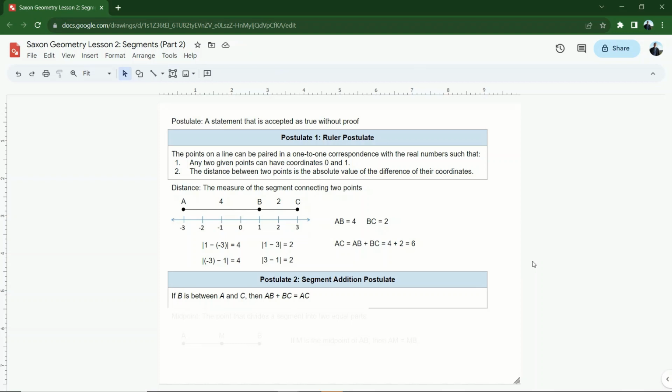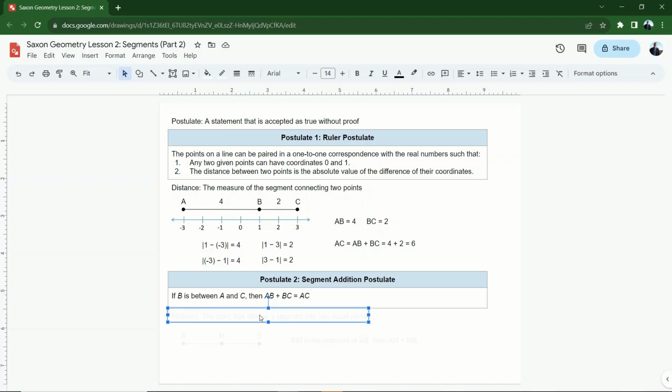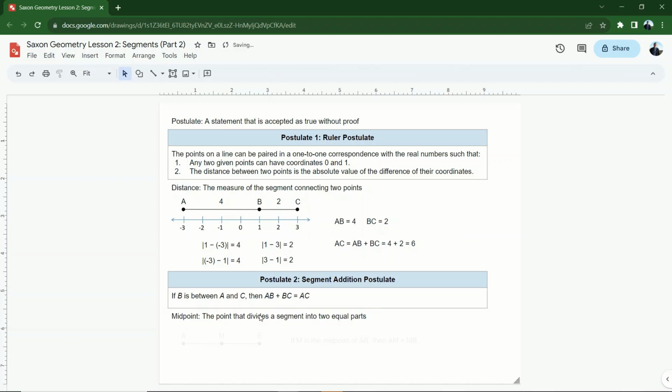And I didn't need to prove the segment addition postulate. It's a postulate. We accept it as true without proof. But it's self-evidently true anyway. And I can do these little proofs like this that show that it is true. All right, now let's finish this up. We're going to talk about the term midpoint.